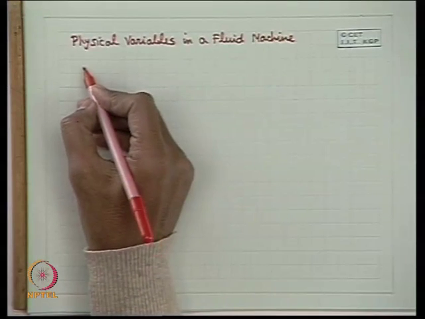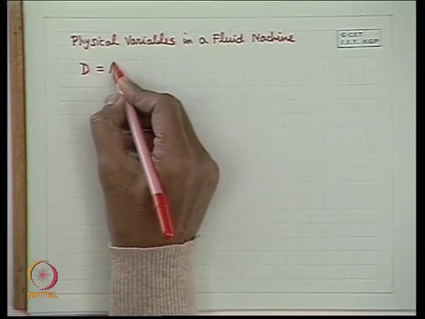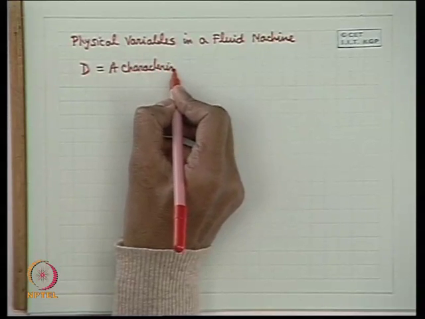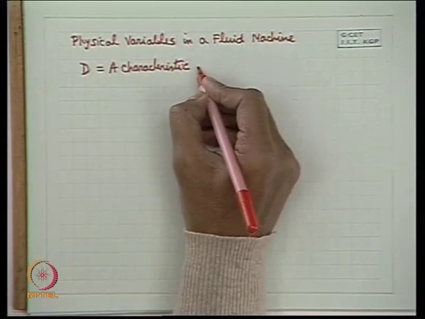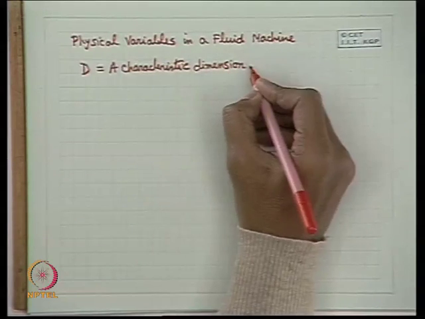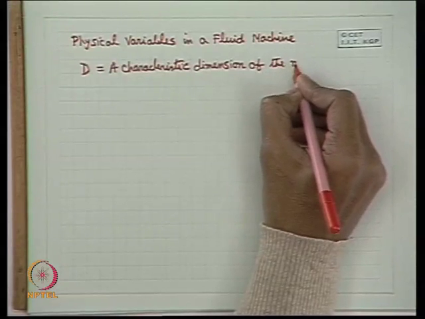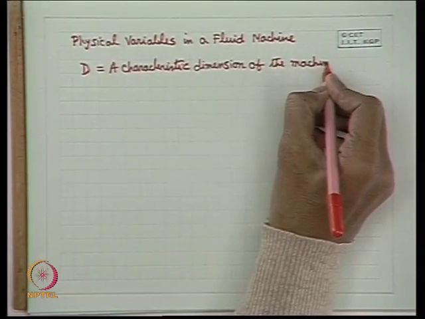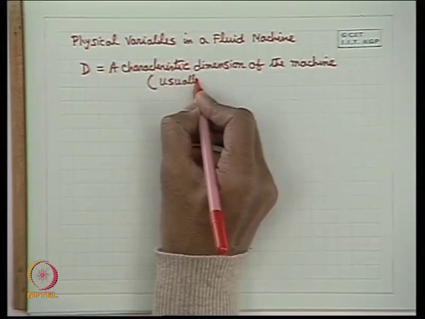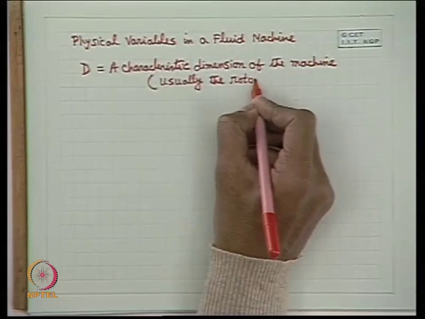What are those? Let us first take D, which is a characteristic dimension of the machine, which is usually the rotor diameter.